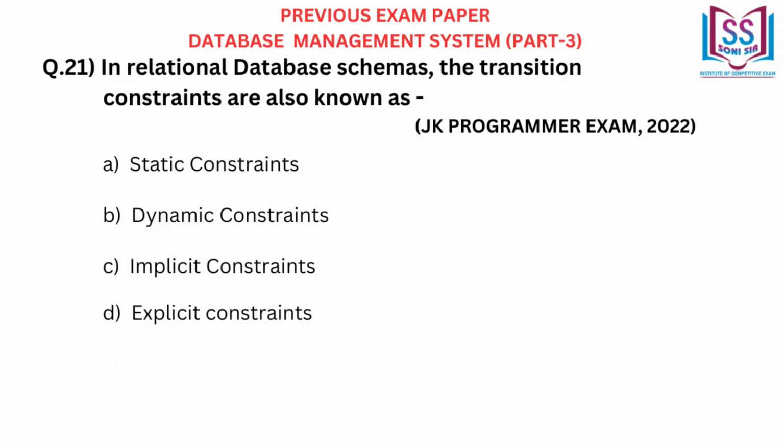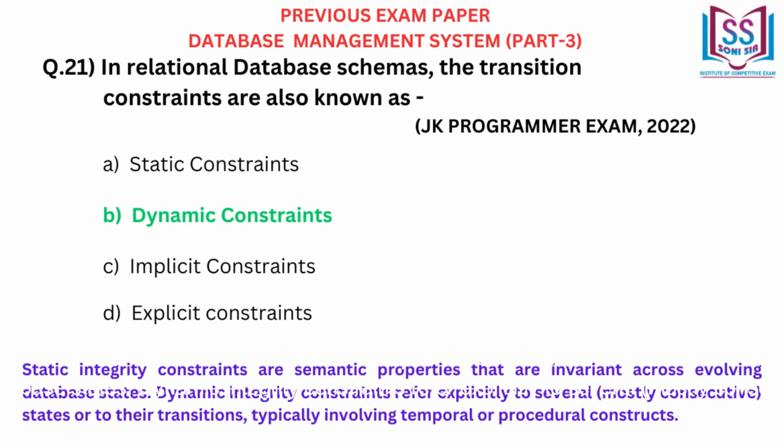In relational database schemas, the transition constraints are also known as A. Static constraints. B. Dynamic constraints. C. Implicit constraints. D. Explicit constraints. Correct answer B. Dynamic constraints. Static integrity constraints are semantic properties that are invariant across evolving database states. Dynamic integrity constraints refer explicitly to several, mostly consecutive, states or to their transitions, typically involving temporal or procedural constructs.